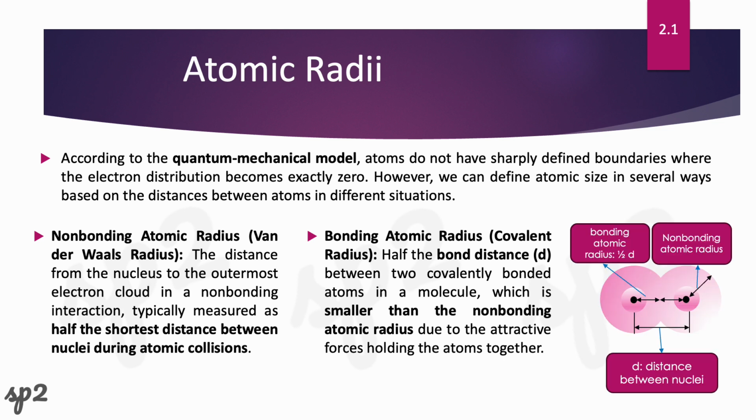So here's a simple picture. This is the distance between the nucleus and the outermost electron in your electron cloud, which represents your non-bonding atomic radius. And here is the distance from one nucleus to another in a covalently bonded molecule. That is our d. If you take half of that, 1/2 d, that will be our bonding atomic radius. Okay, cool.